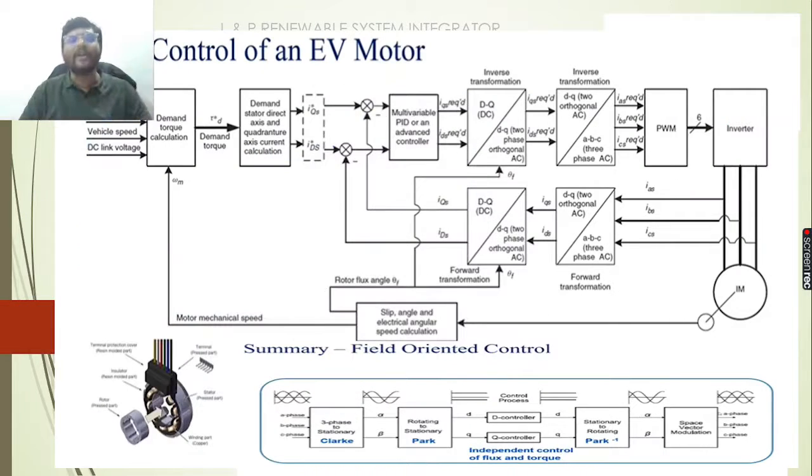So when you go for vector control on an electric vehicle, the first thing we need to know is the demand torque calculation. This demand torque calculation will come from the accelerator. If there is a reduction of demand, then by pressing the brake pedal we can reduce the acceleration. Most importantly, we have the vehicle speed and the DC link voltage. So we need 4 parameters for the demand torque calculation.